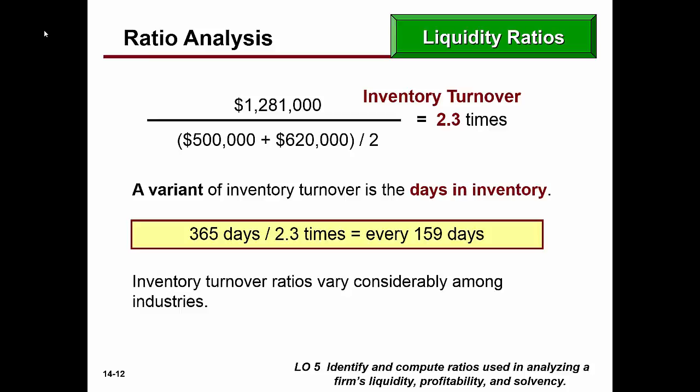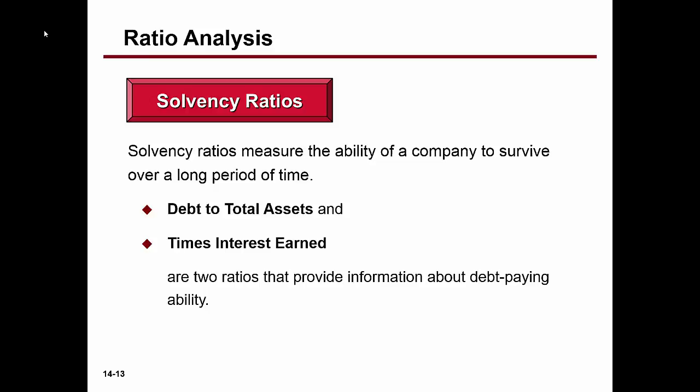Okay, good. Solvency ratios. The one that we're going to focus on is debt to total assets. This is basically going to say to you, over a period of time, how is this company going to be able to hang in there as their debts start to come due? Are they going to be able to remain solvent over a longer period of time?